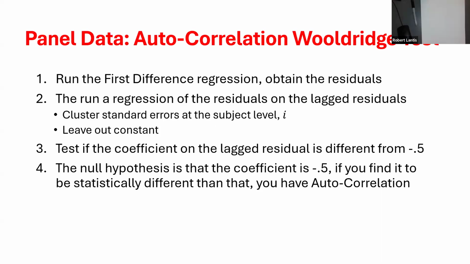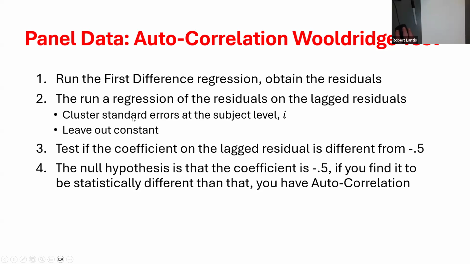So the steps of doing this test for autocorrelation, we'll look and see what it looks like in Stata here, is I'm going to run my first difference regression, like that first difference regression that we looked at in the last video. And I'm going to obtain my predicted residuals, right? Or the errors that my predictions were making from the predicted Y and the actual Y values. Now I'm going to run a regression of those residuals on the lagged residuals, right?